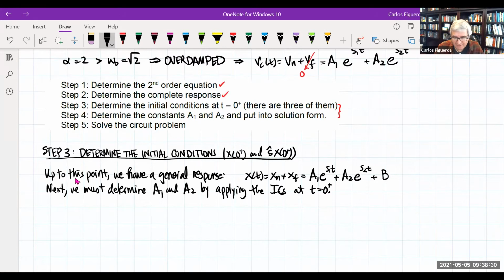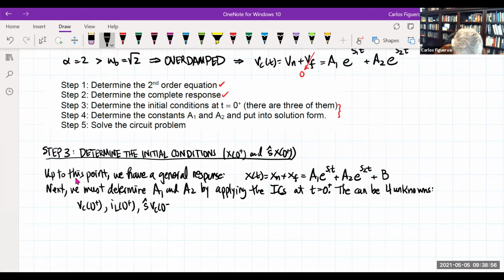And so what you're going to find here is that there can be 4 unknowns. That means it's mandatory that you get these 2. But you're going to find that in certain circuits, I might have to solve a 2 by 2 to get one of these. So the minimum requirement is that you need a minimum of 3, but you may have more unknowns.